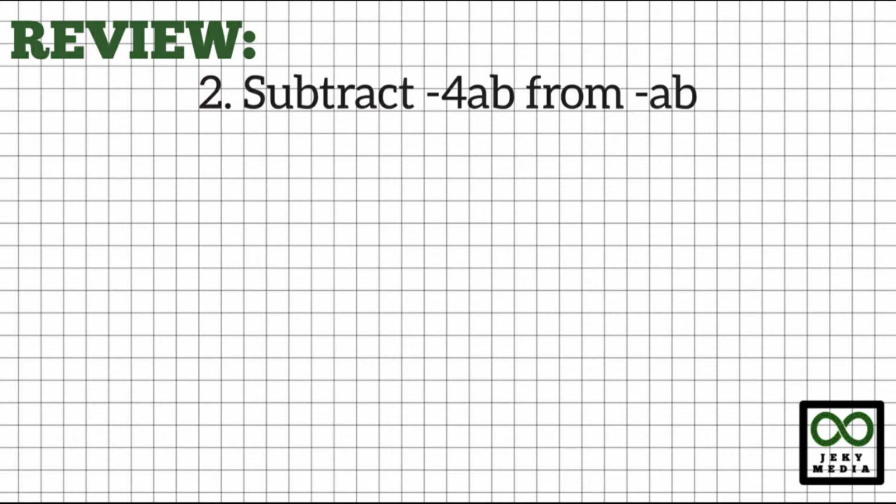Number 2. Subtract negative 4ab from negative ab. To subtract the terms, change the sign of the subtrahend. Negative 4ab will become positive 4ab. Proceed to addition. Since the signs are not the same, let's subtract them and copy the sign of the bigger number. The difference of negative ab and 4ab is equal to positive 3ab.